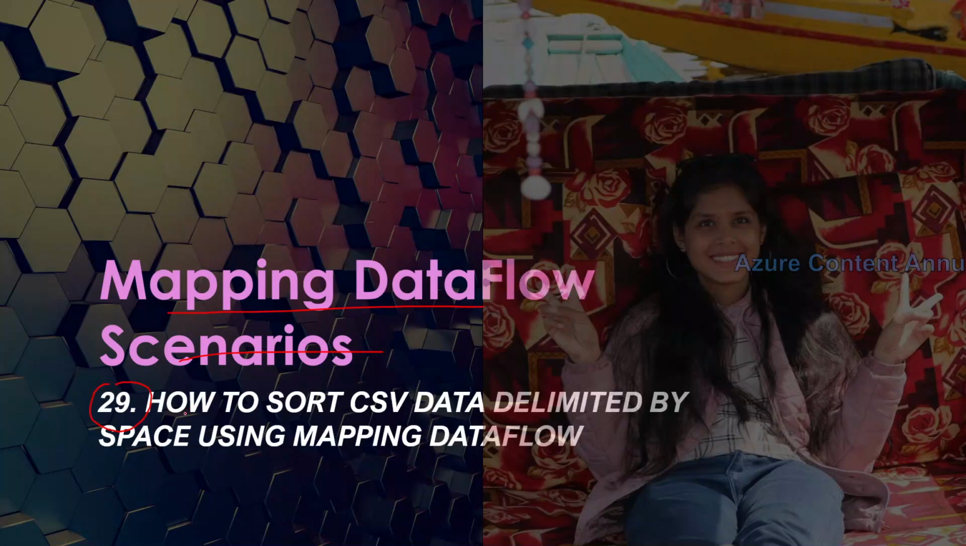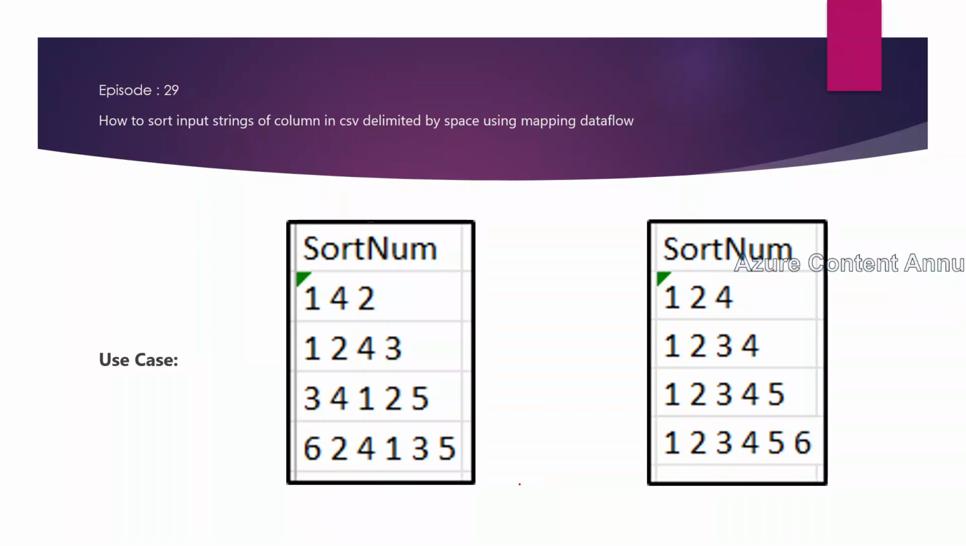In this video, we are going to learn how to sort CSV data delimited by space using Mapping Dataflow. So let's see our requirement in details. So this is the use case.